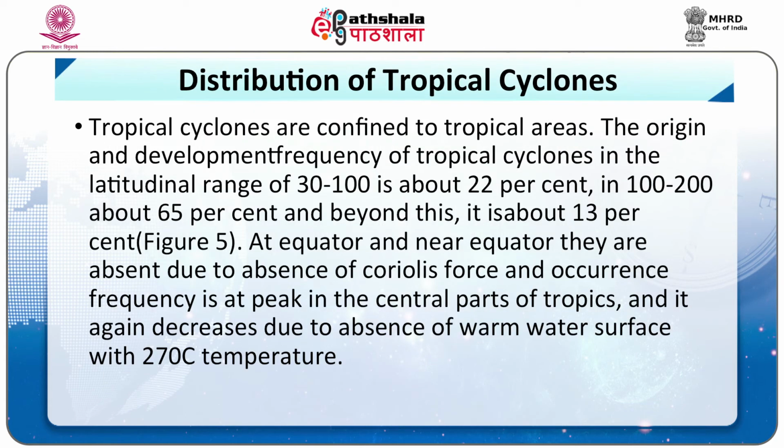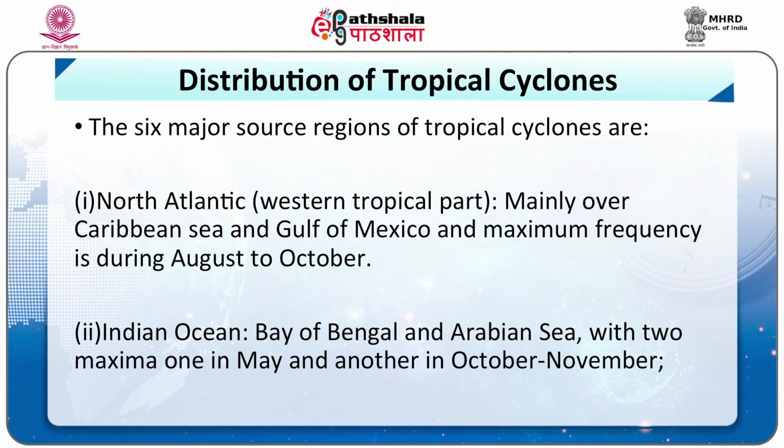At the equator and near the equator, they are absent due to absence of Coriolis force, and occurrence frequency is at peak in the central parts of the tropics. It again decreases due to absence of warm water surface with 27 degrees Celsius temperature. The 6 major source regions of tropical cyclones are the following.